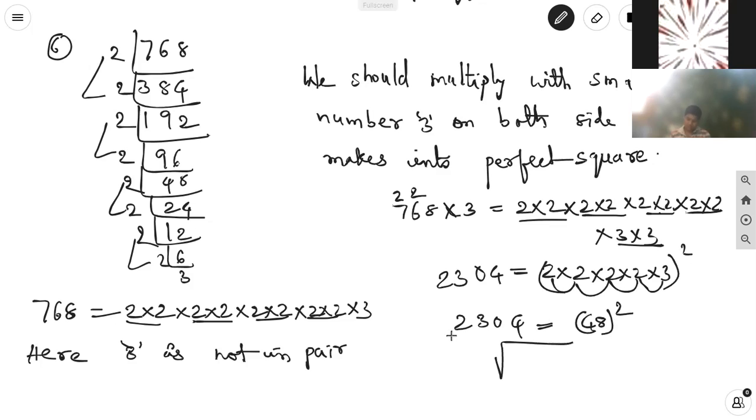Therefore, 2304 is a square number. Square root of 2304 equal to 48. This is the procedure for how we can find out the prime factors, the perfect squares and perfect square roots.